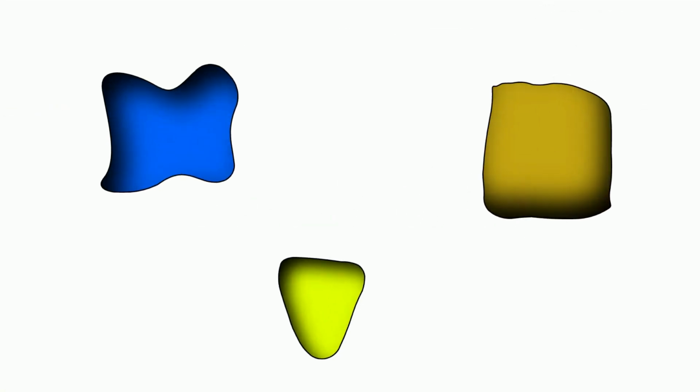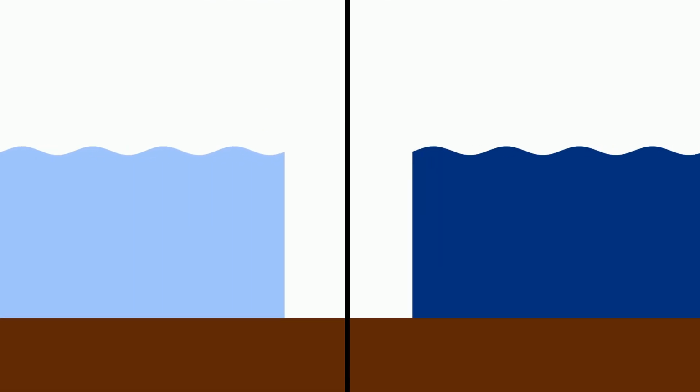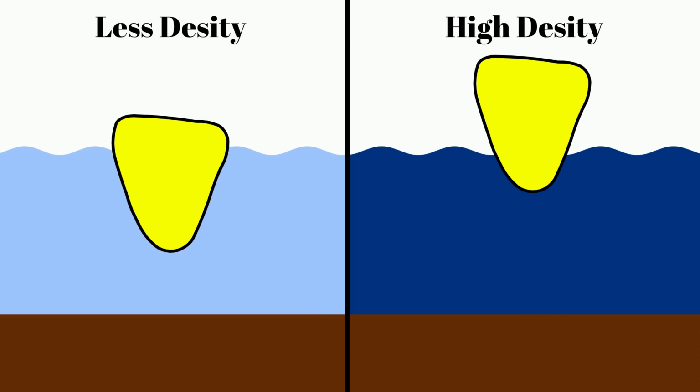Shape matters too. Objects with a greater volume relative to their weight will float more easily. The density of the fluid itself also plays a role. Less dense fluids exert less buoyant force.